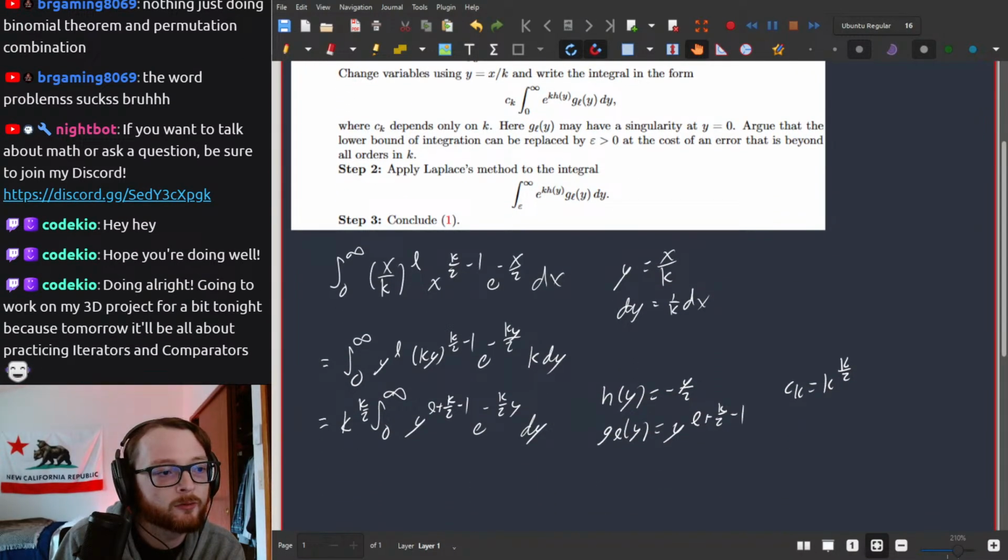Working on a 3D project for a bit tonight because tomorrow will be all about practicing iterators and comparators. Ooh, good luck.